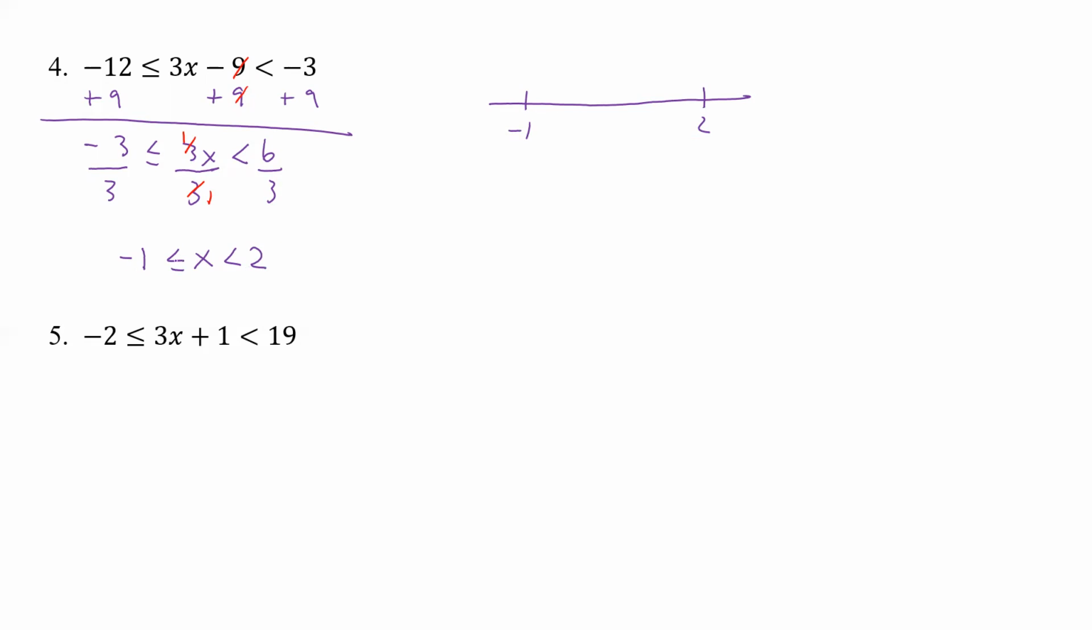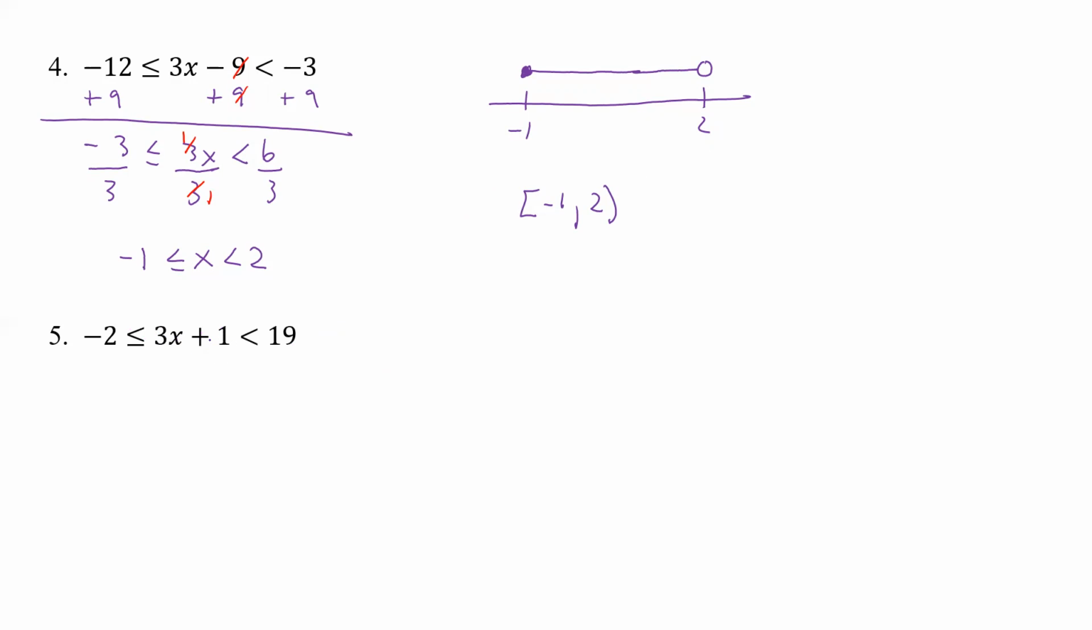Now, x is greater than or equal to negative 1, so that's a closed circle, and we're going that direction. But x is less than 2, and we meet in the middle. And now we write the interval notation. So closed circle gives us a bracket, negative 1, 2, and then that's an open circle, so it's a parenthesis. Okay. All right, what about the next one?